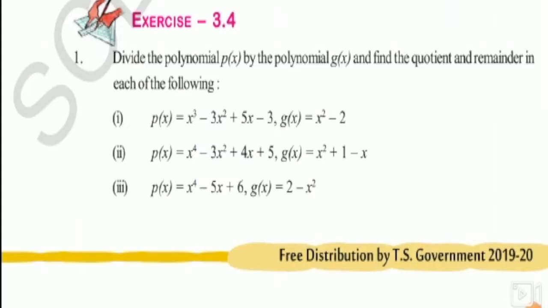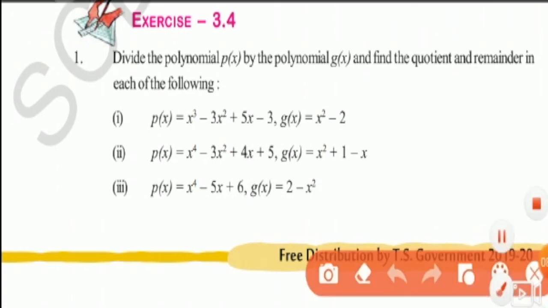Next, you can solve the remaining two problems in the first bit. So here, first bit third problem, 2 minus x square is there.